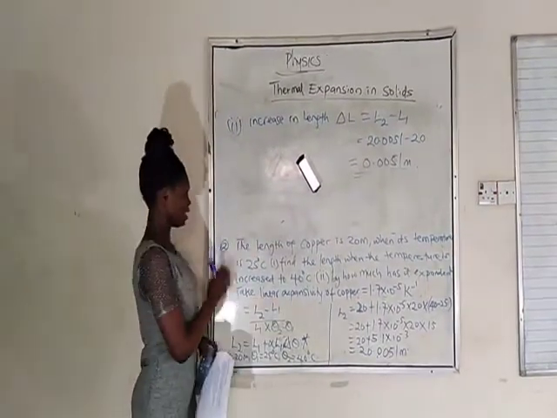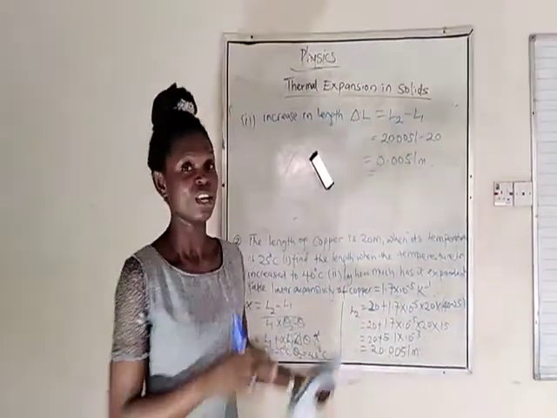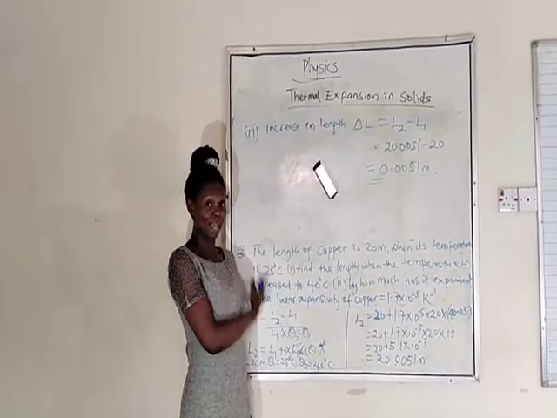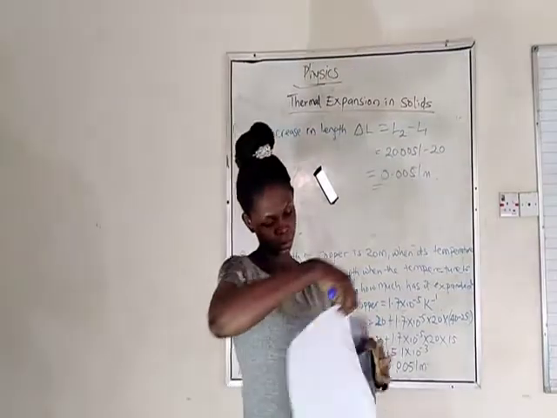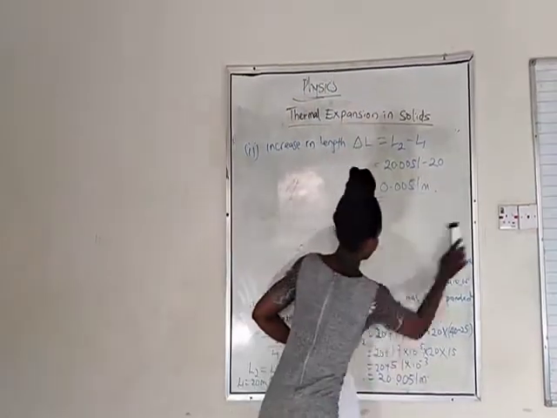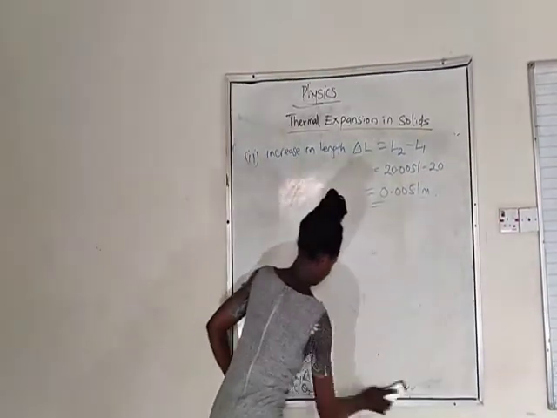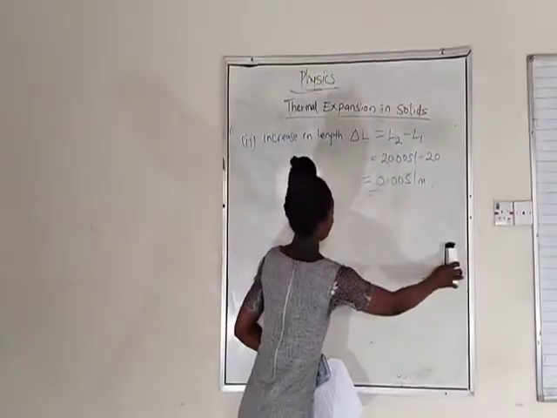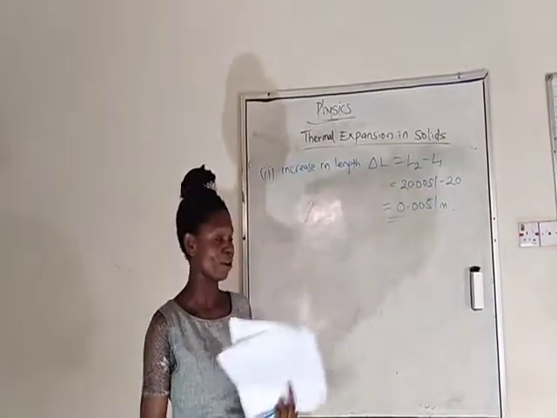This is for linear expansivity. We're going to do one more question for area expansivity. Take note that they all flow together. The equations are applied the same way. So if we take our last question, if you know how to apply your formula for area expansivity, the same applies to your volume expansivity.